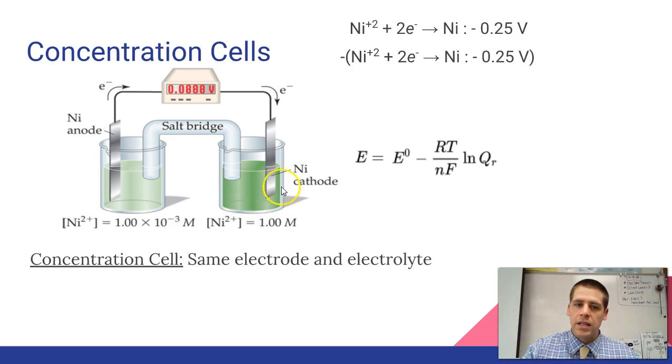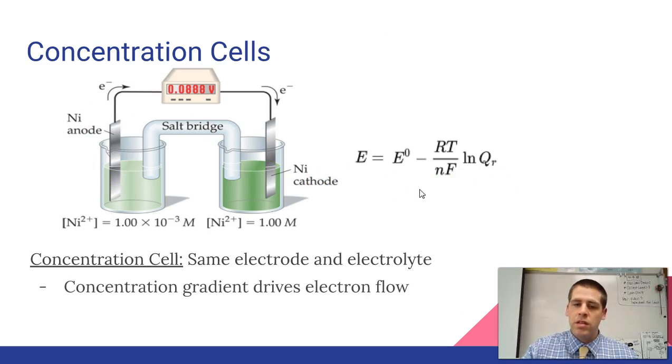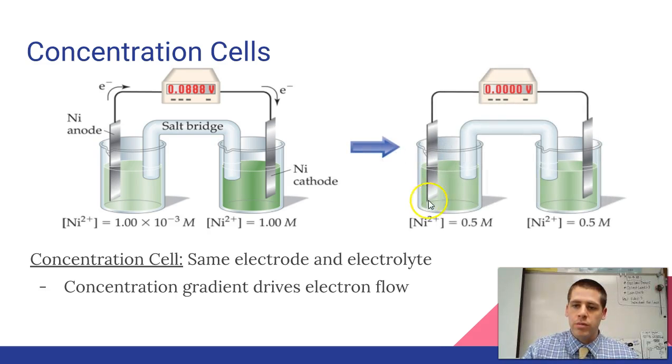So products over reactants, this situation as it's shown is actually ideal because we have very little product and a lot of reactant, even though it's the exact same ion. So over time, this would actually produce electricity, but what's driving the electron flow is the concentration gradient. It's pursuing equilibrium, so to speak. And when it gets to equilibrium, where you have half a molar solution on both sides, then the electric flow would stop and you would have no voltage. Hopefully all that makes sense.